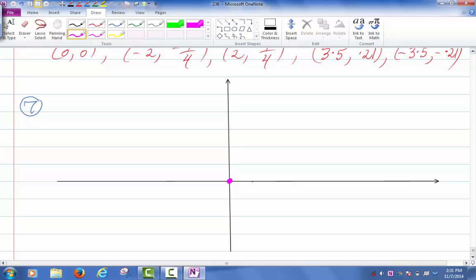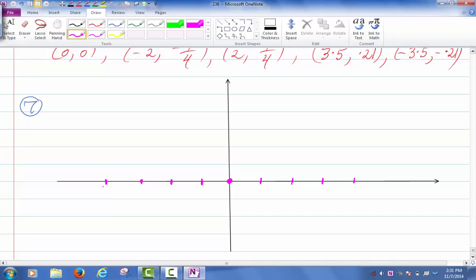So let's see. We are not going to use the same scale for the x and y axis so that visually you can see what's going on. So let's say I have 1 here and 2 here, 3 here, 4 here. So 3.5 would be about there. So negative 1, negative 2, negative 3, negative 4 about right here.